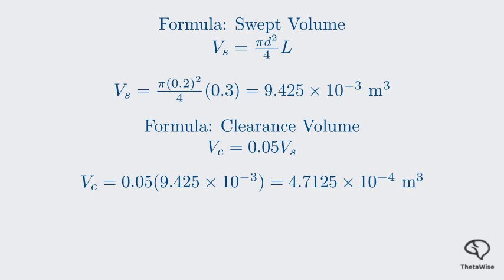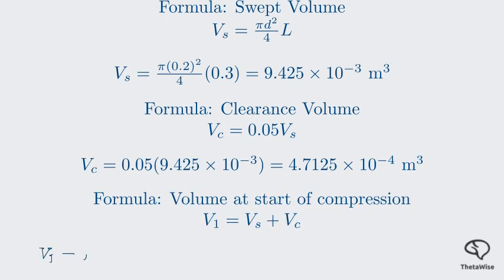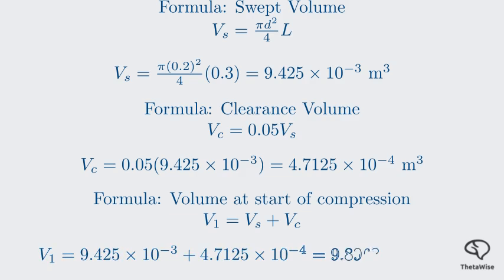Now, let's find the volume of air in the cylinder at the beginning of compression, V1. As you can see from our PV diagram, this volume is the sum of the swept volume and the clearance volume. Adding our calculated values, we get 9.425 times 10 to the -3 plus 4.7125 times 10 to the -4, which equals 9.8963 times 10 to the power of -3 cubic meters. This matches the memo exactly.